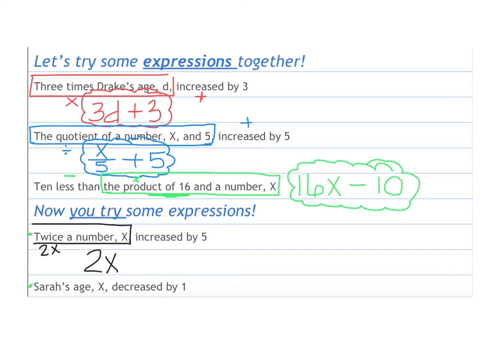meaning 2, and then this x is what I'm including in here because a number next to a variable automatically means multiplication. So 2x and then increased by 5 would be plus 5. Sarah's age x decreased by 1, which I know is subtraction, so x minus 1.